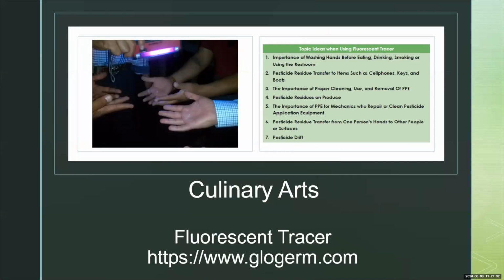The culinary arts teachers, I know that a lot of teachers in general use the fluorescent tracer. This comes in a powder or a gel, comes with a fluorescent light, and I know teachers use it to teach students how to wash their hands appropriately. But the culinary arts teachers may want to consider purchasing this to make sure that their students know how to properly get residues off of produce.